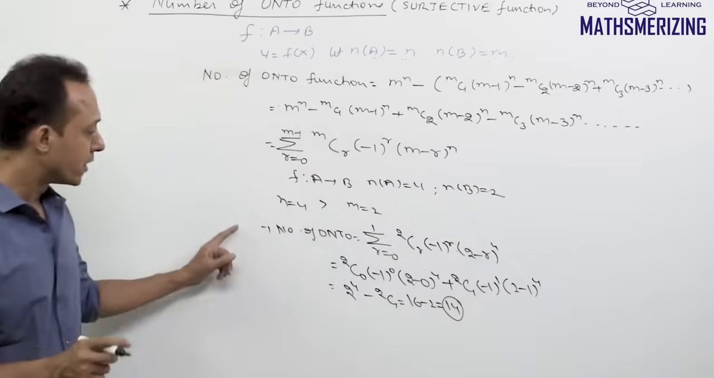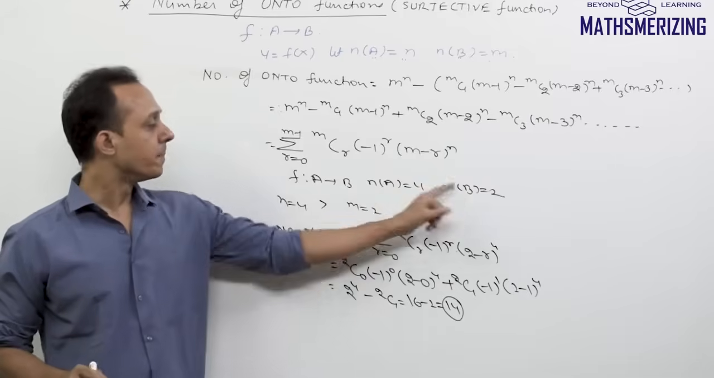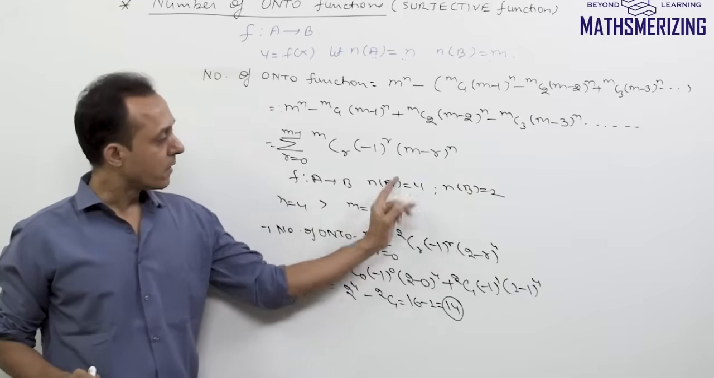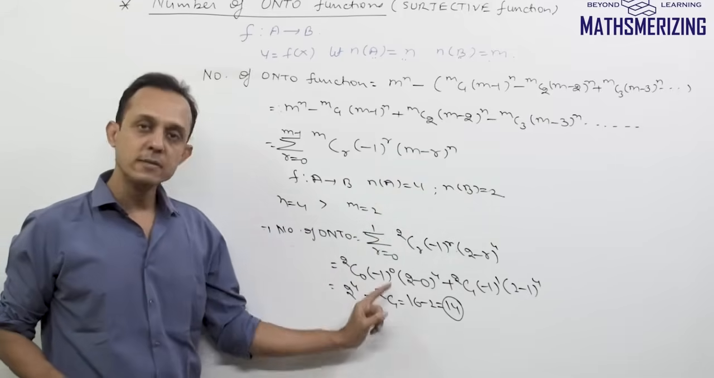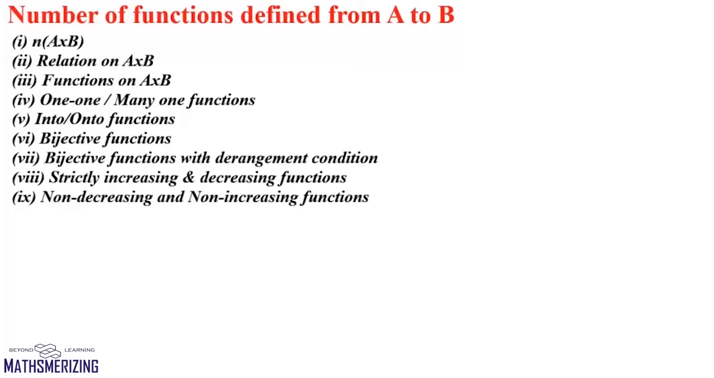So the number of onto functions from set A to set B, when the number of elements in set A is 4 and the number of elements in set B is 2, is simply 14. Today in permutations and combinations, we'll be discussing problems on the number of functions defined from A to B.